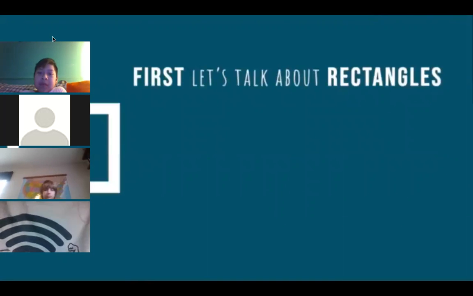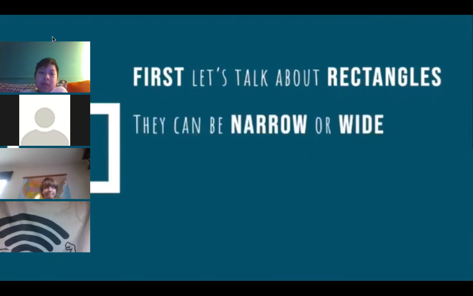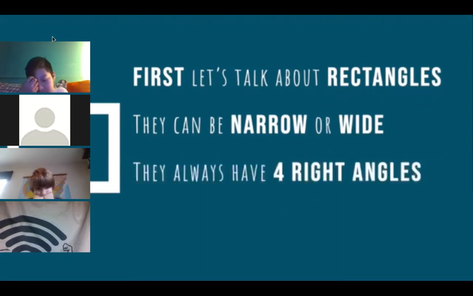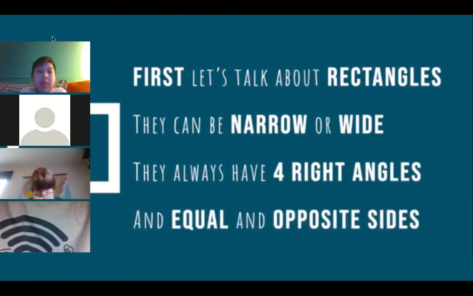First, let's talk about rectangles. They can be narrow or wide. They always have four right angles and equal and opposite sides.